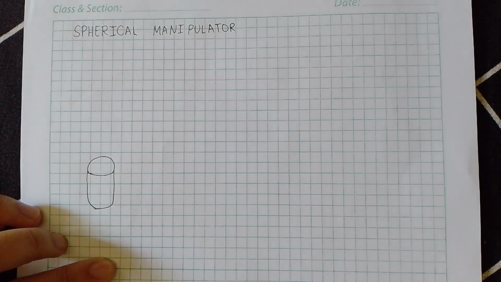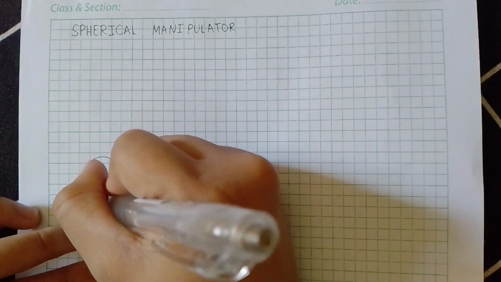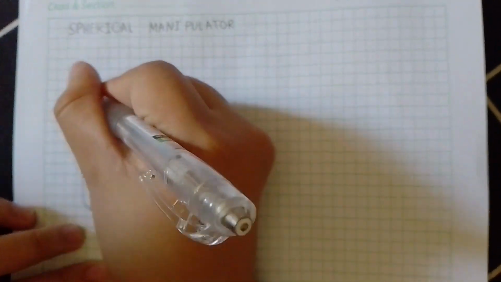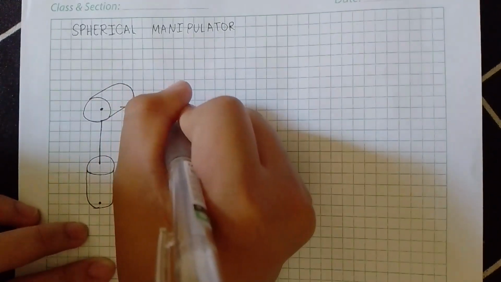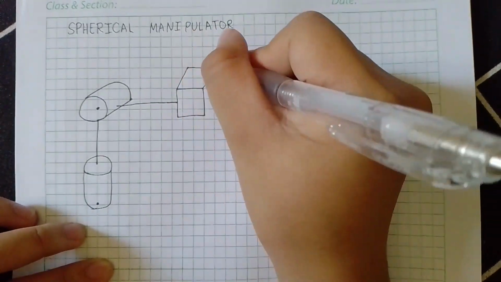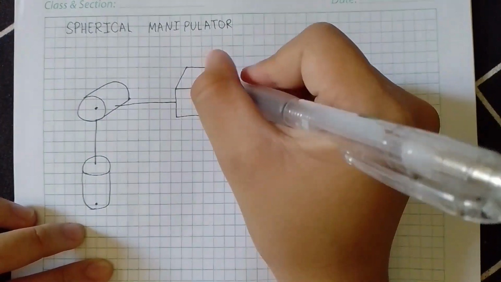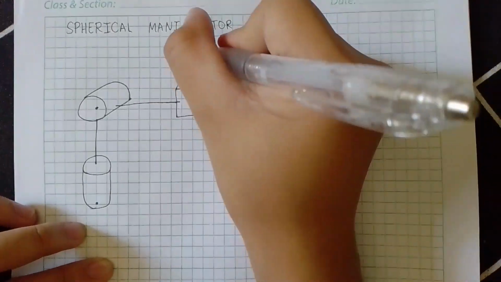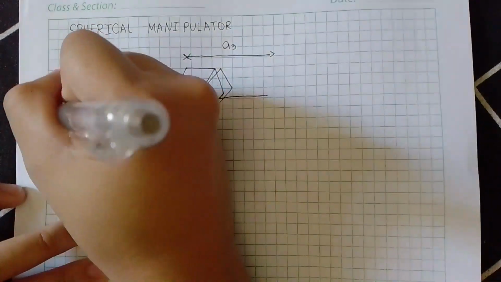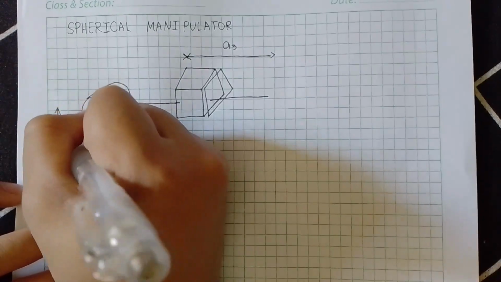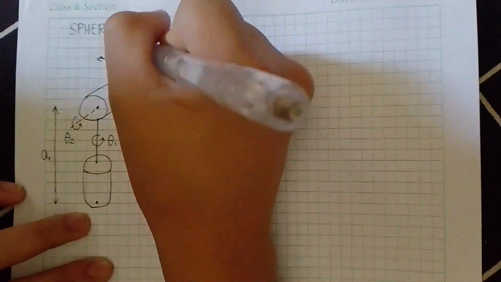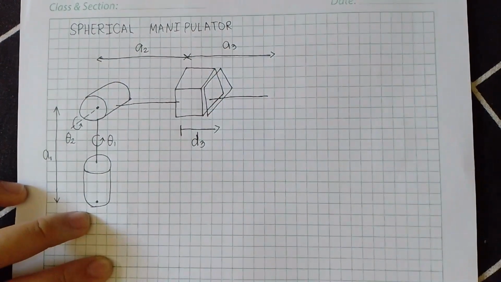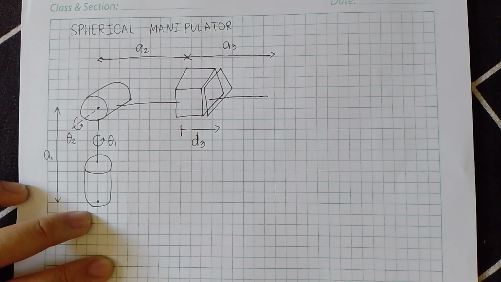Spherical manipulator. To complete this kinematic diagram with more details, let us assign it DH prime rules.